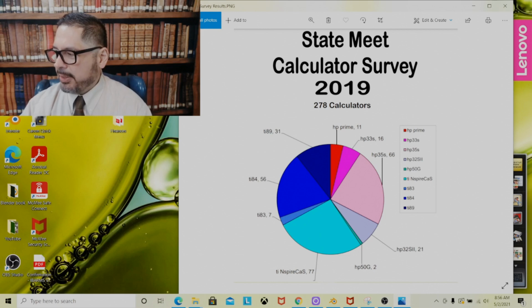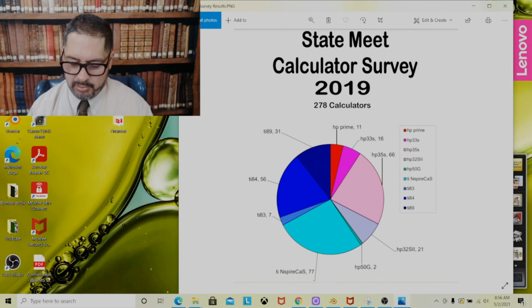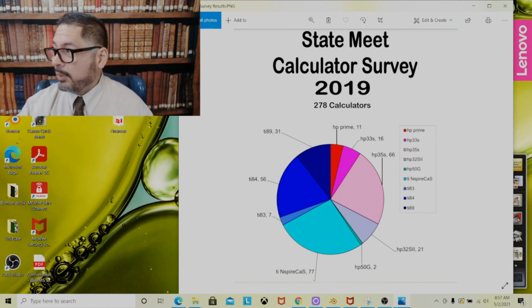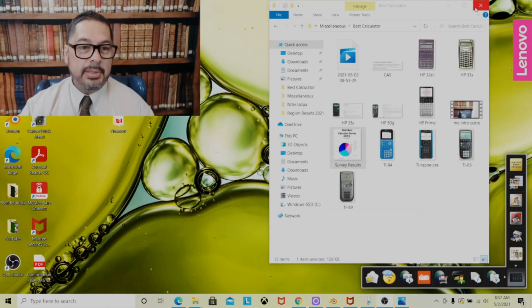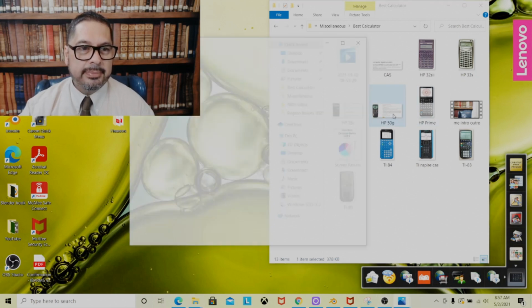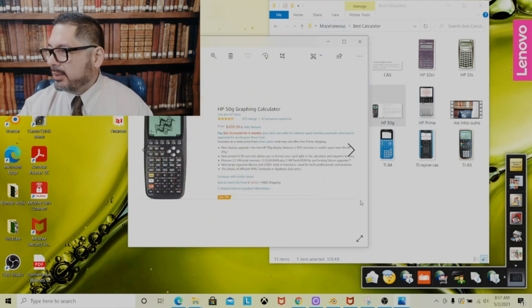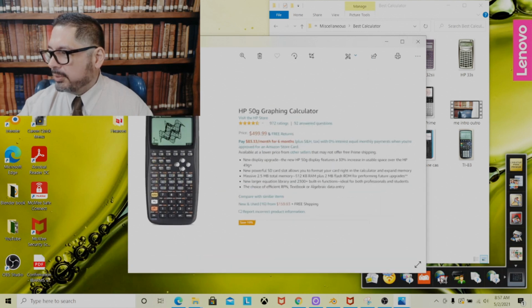I want to talk about each one of these used individually. I got some commentary on them. Only 2 people used the HP50G, which is out of production according to my notes. It's costly, and it was discontinued according to Wikipedia in 2015. So let me take a look at that HP50G. I looked at it on Amazon, and look how much this sucker cost.